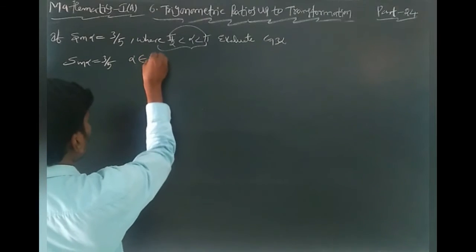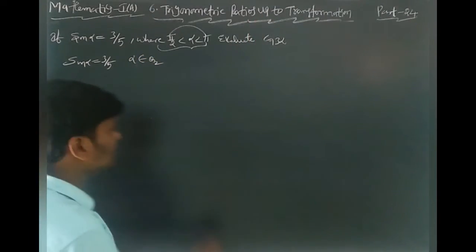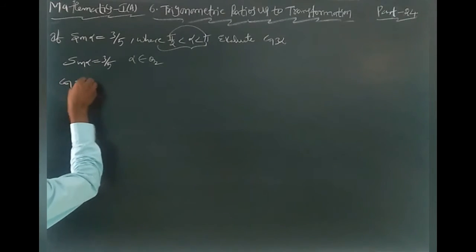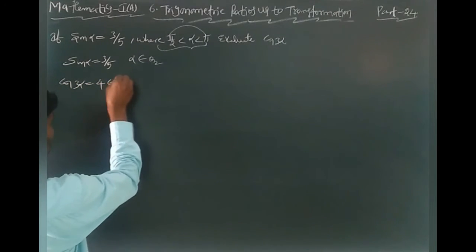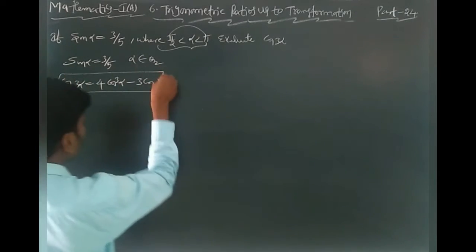Alpha lies in the second quadrant. What is the formula of cos 3 alpha? The cos 3 alpha formula is 4 cos cube alpha minus 3 cos alpha. This one is the formula.